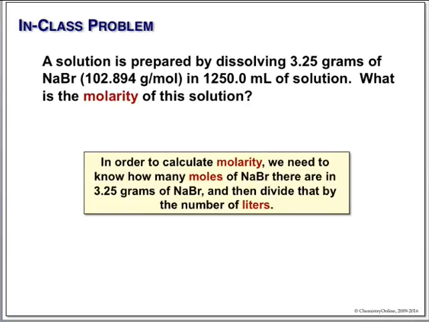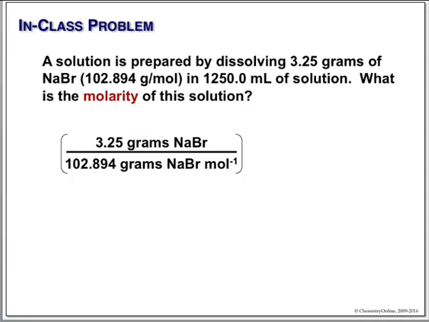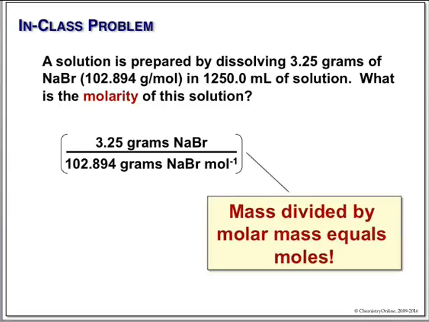So, here we have our mass of sodium bromide divided by the molar mass of sodium bromide. Remember I said that this was one you wanted to remember? Mass divided by molar mass is moles. So we simply set up this. This is the same thing as moles. That gives us moles of sodium bromide.